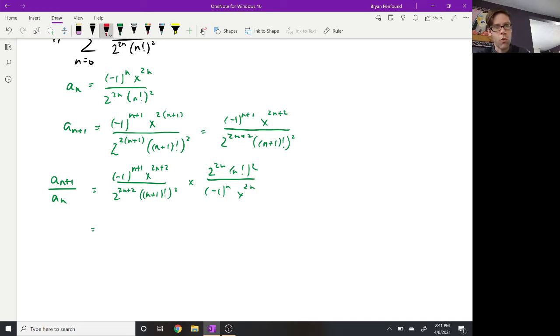So looking at the -1s, it looks like they're going to cancel. I'm going to be left with a copy of -1 up at the top. Our 2 to the 2n, so this and this should cancel, and I should be left with 2 squared at the bottom. Looking at the x's, these are going to cancel, but we're going to be left with an x squared up at the top. And that's all I'm going to do for now. I'm going to deal with the n factorial and n plus 1 factorial in a hot second here.